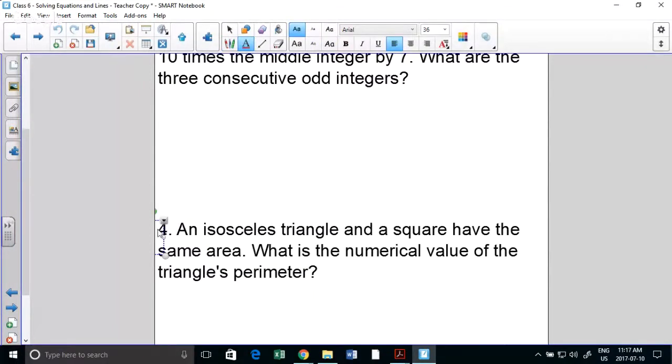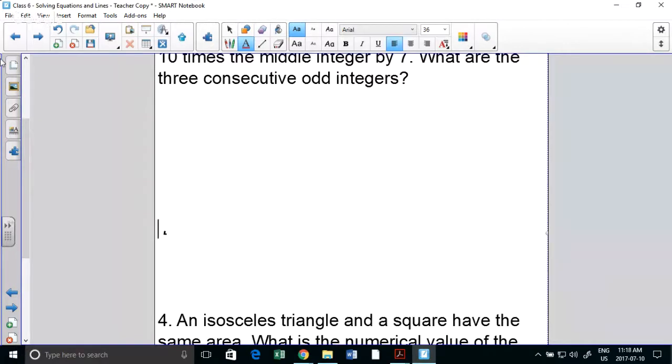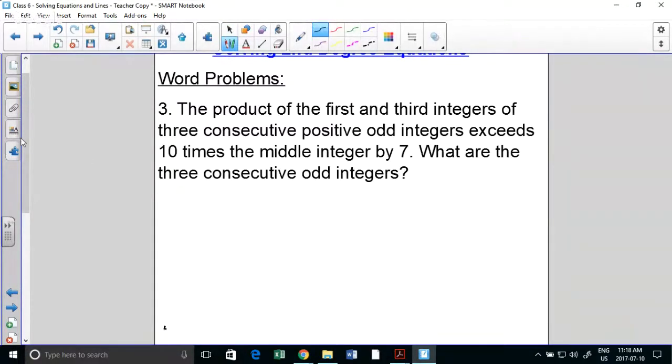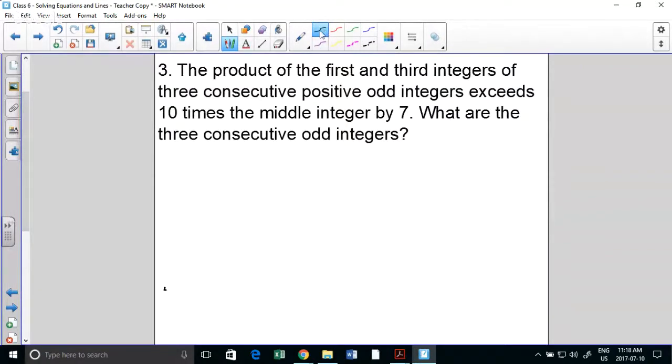All right. I'm going to do number 3. All right. This one's a little wordy, so you have to take it a bit slow and really step through the wordiness of it. So we have the first and third integers of 3 integers. So I'm going to say integer 1, int 2, and int 3.